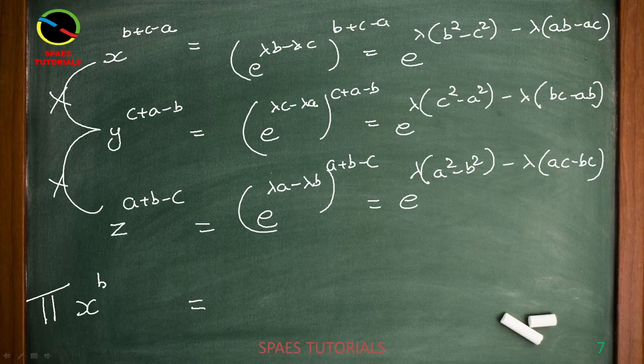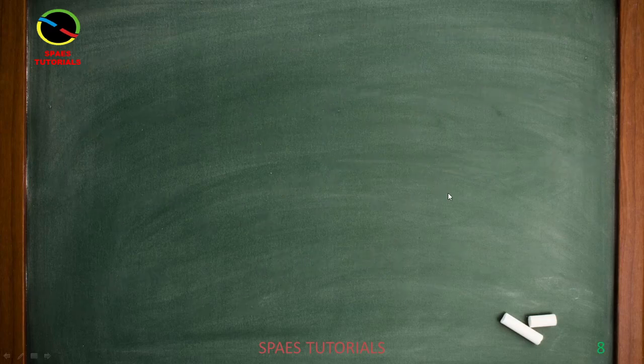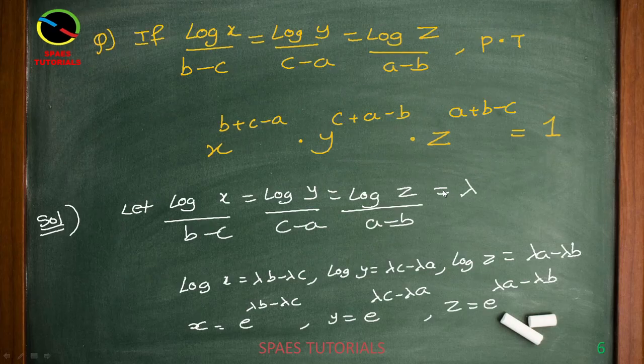Pi into x power b plus c minus a, it's going to become e power lambda into, if you add b square minus c square minus a square minus b square, everything is going to become 0, minus lambda into AB minus AC, BC minus AB, AC minus BC. If you add everything, it is also going to become 0. So finally you're going to get e power 0, that is equal to 1, hence proved. Sorry, this is what they are asking for, to prove that it is equal to 1.